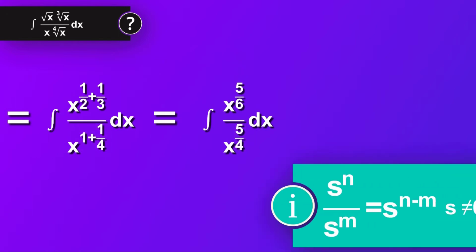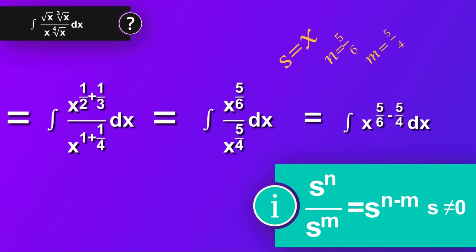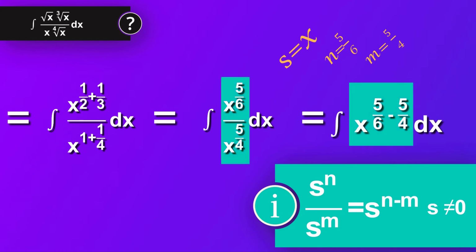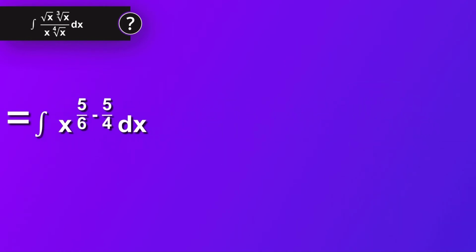Now we can use the formula s raised to n divided by s raised to m equals s raised to n minus m. In our case, s equals x, n is 5/6 and m is 5/4. Thus, in the main solution we have x raised to 5/6 minus 5/4. We must subtract the expression that we have in the power.